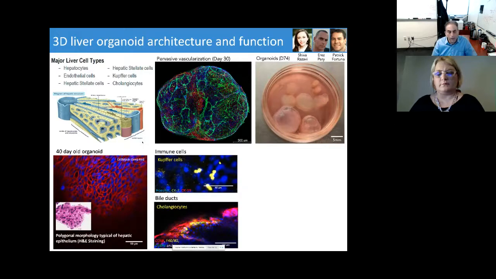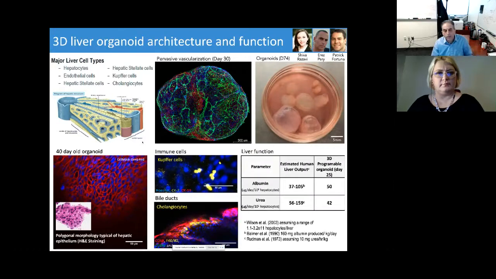We also notice that within this liver organoid, we get lots of these other important cells, such as immune cells known as Kupffer cells. These are macrophages. They're really important for understanding liver disease, as well as cholangiocytes, which are responsible for bile duct formation. So we are very excited about the architecture that's actually emerging in this liver organoid.